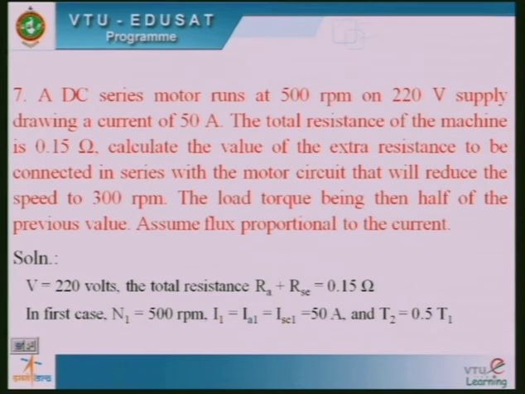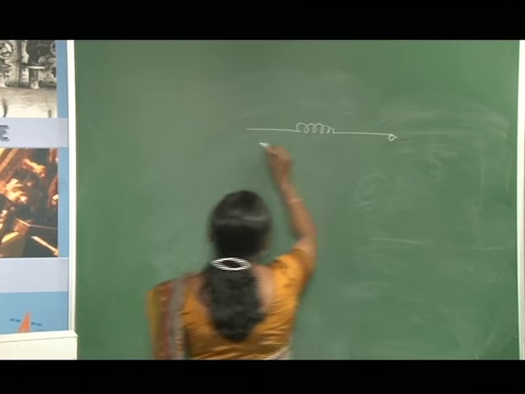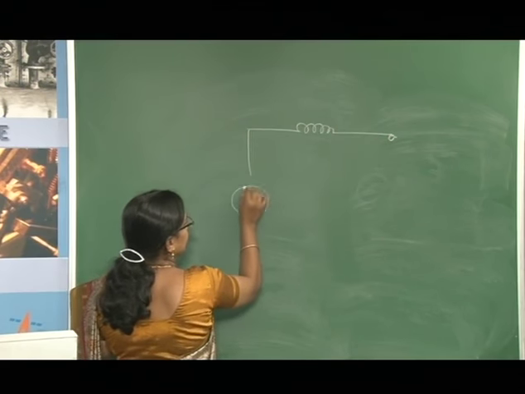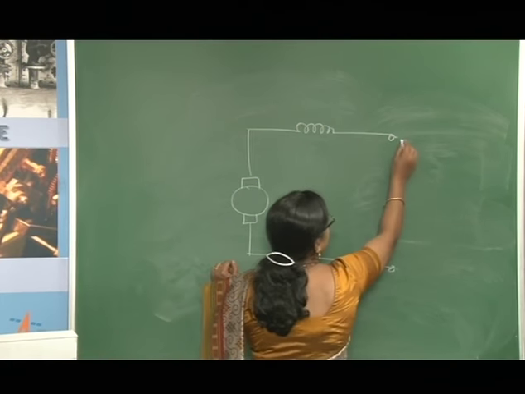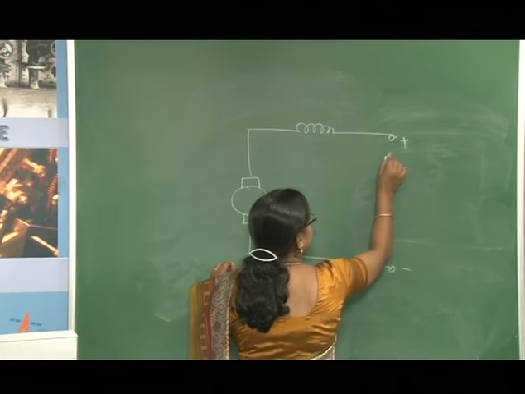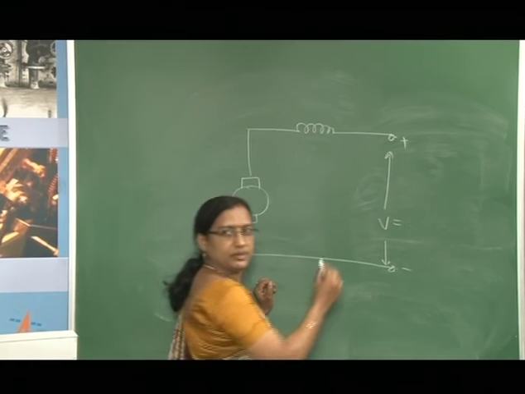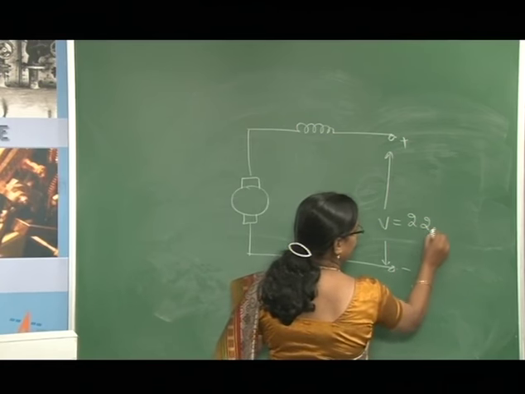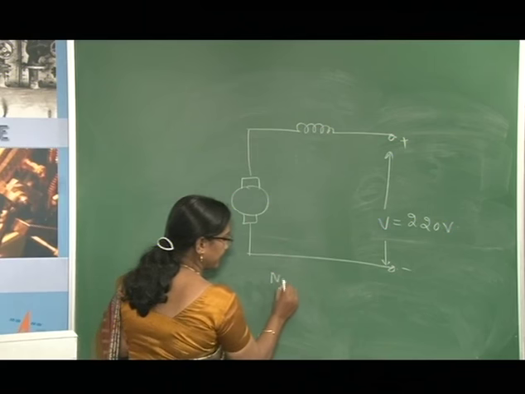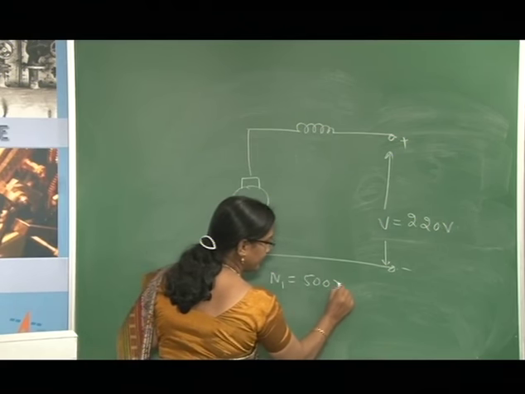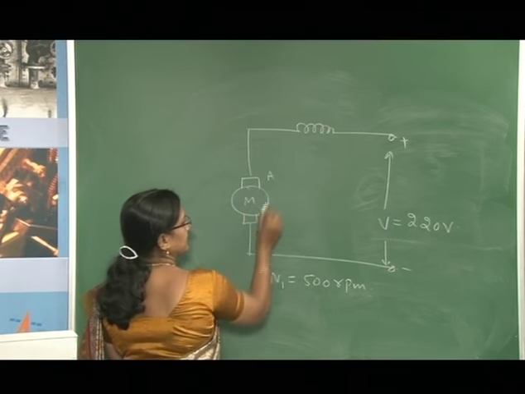Here it is a DC series motor, which means the series field winding is connected in series with the armature. The supply voltage V is given to this, so V is equal to 220 volt. The motor is running at 500 rpm. This is the motor, with the armature terminals.